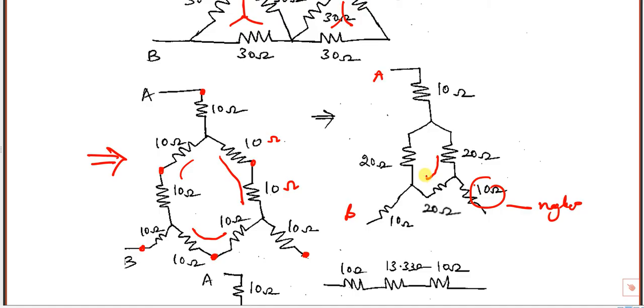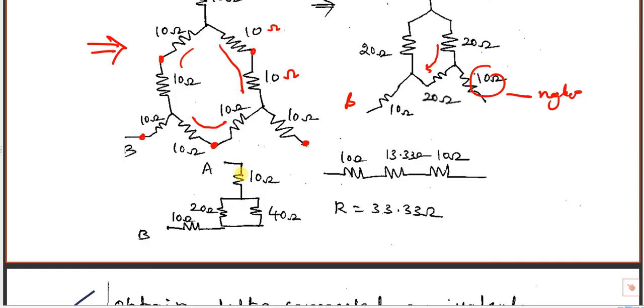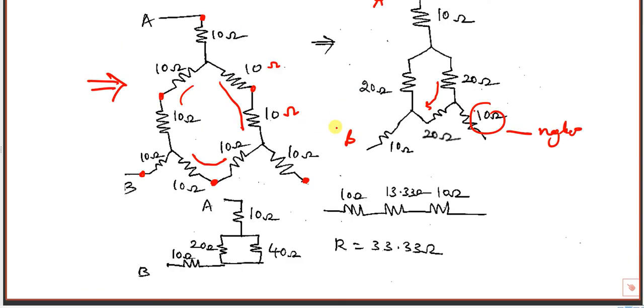Now this 20 and this 20 are in series. So we have 10 ohm between A and B. This 20 is in series with 20 plus 20, that is 40. This is 20 plus 20. This is we are ignoring. So 10 in series with 20 parallel with 40, again in series with this 10.